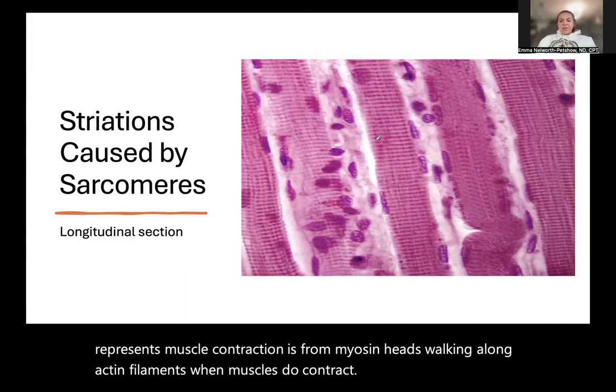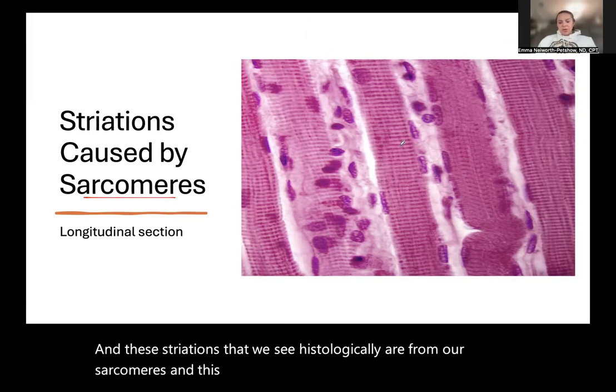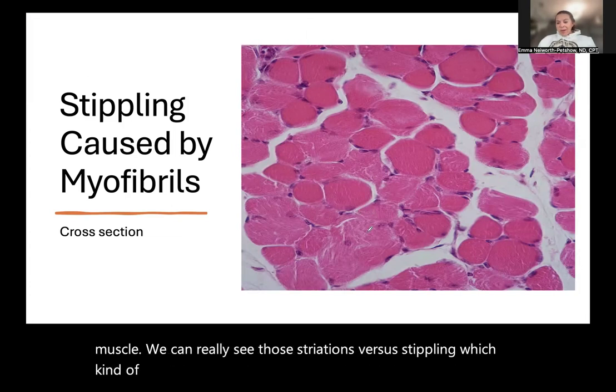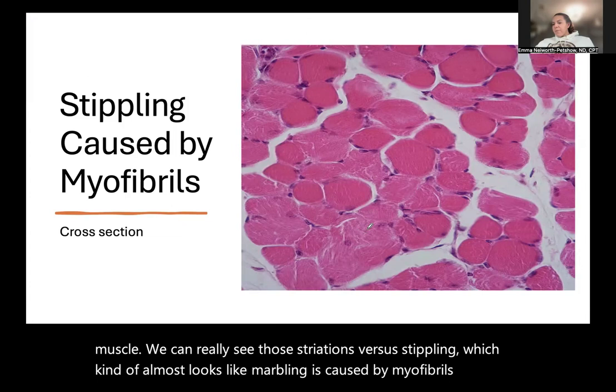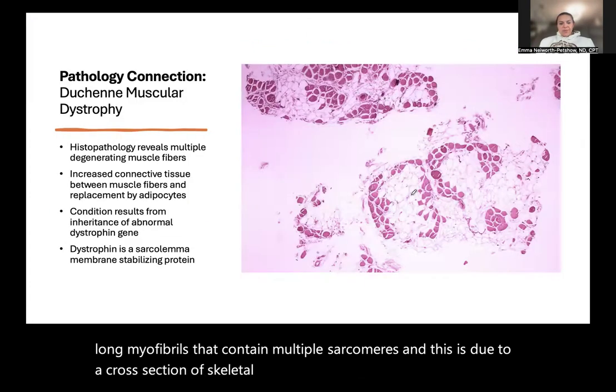And these striations that we see histologically are from our sarcomeres. And this is a longitudinal section of skeletal muscle. We can really see those striations, versus stippling, which almost looks like marbling, caused by myofibrils, those long myofibrils that contain multiple sarcomeres. And this is due to a cross section of skeletal muscle.